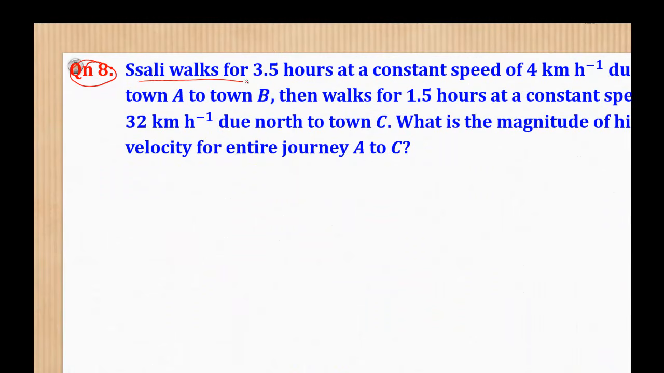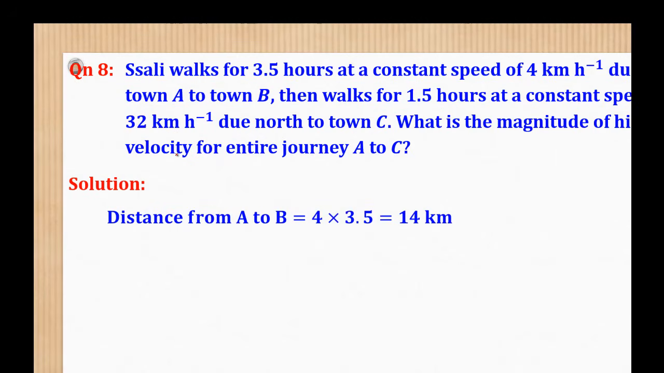Question 8 says Sally walks for 3.5 hours at a constant speed due west from town A to town B, then walks 1.5 hours at a constant speed of 32 kilometers per hour due north to town C. What is the magnitude of his average velocity for the entire journey A to C? So remember, velocity is a vector quantity. If they had said average speed, it would be different from average velocity. Velocity will mind the direction.